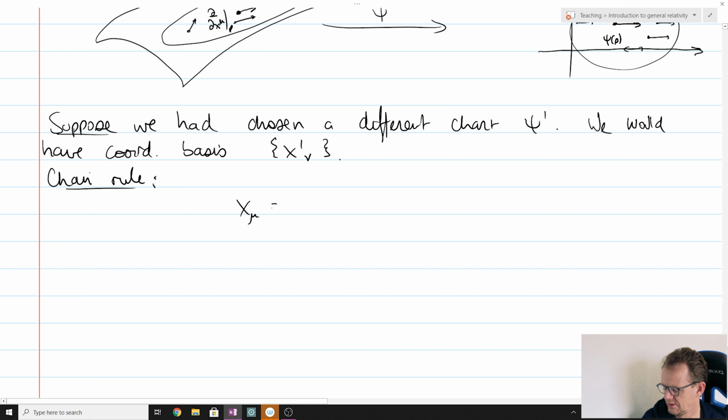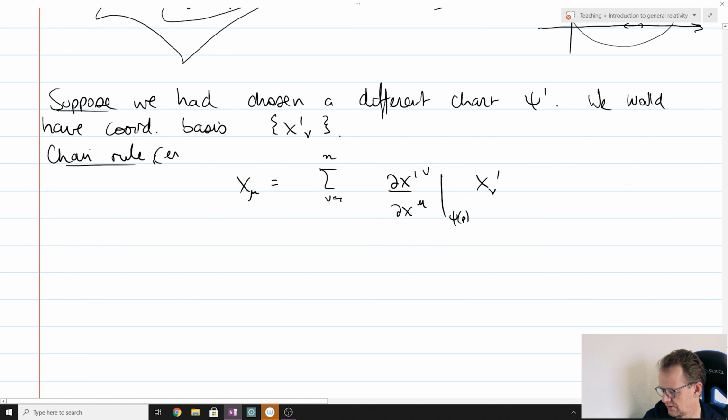So x mu, our original coordinate basis, is a linear combination of these new coordinate bases. And what kind of linear combination is it? Well, you've got to compute the Jacobian, or the derivative of the nuth coordinate in the new basis with respect to the muth coordinate in the old basis at psi of p. That's the linear combination. So this is a little exercise for you to prove. That allows you to express one tangent vector expressed in one coordinate basis with respect to a new coordinate basis.